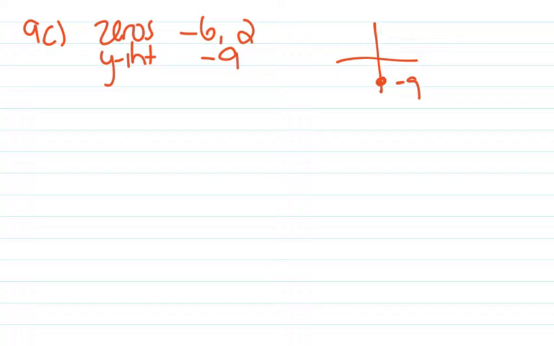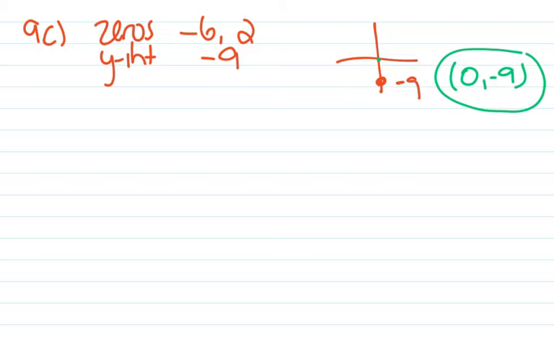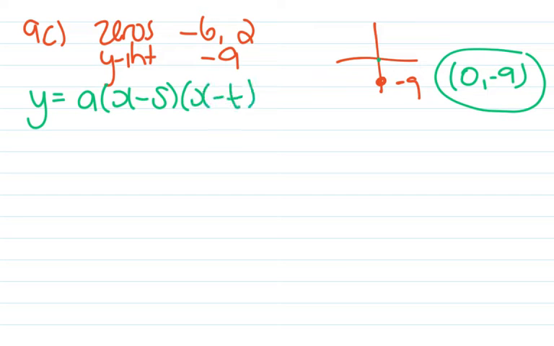Now, in order to properly use this information, we need to write that spot as a coordinate point. So that would happen when x is 0, so (0, -9). And now we can use that point in our equation to find our a value. So again, we'll start with factored form. Y equals a(x minus s)(x minus t).